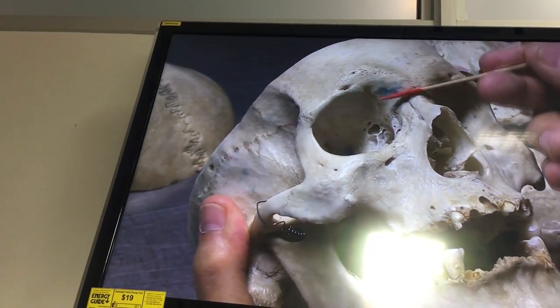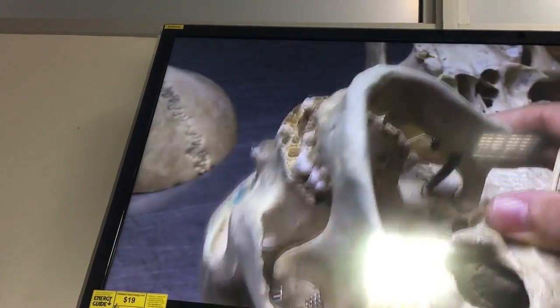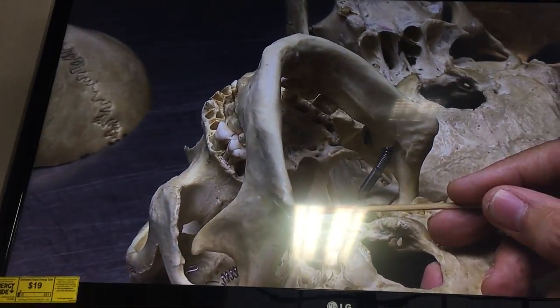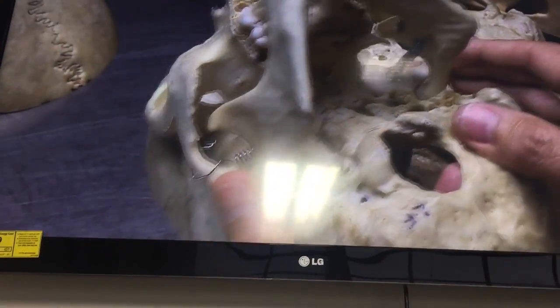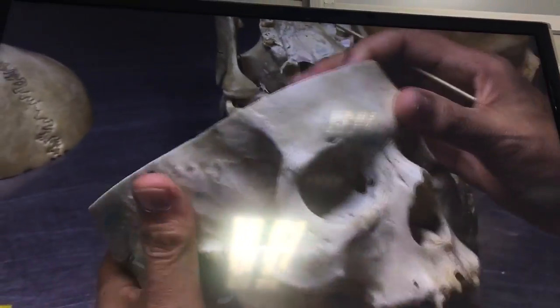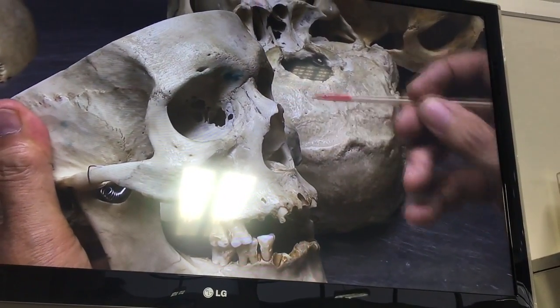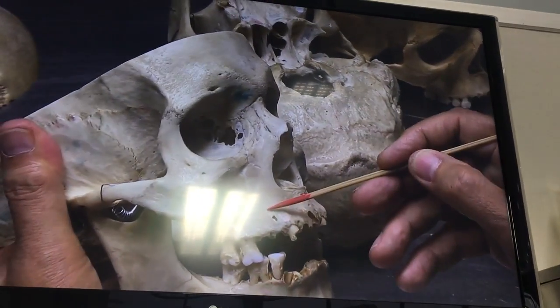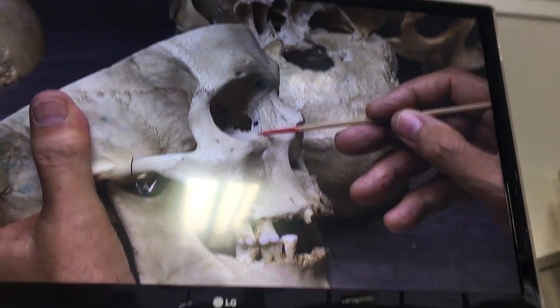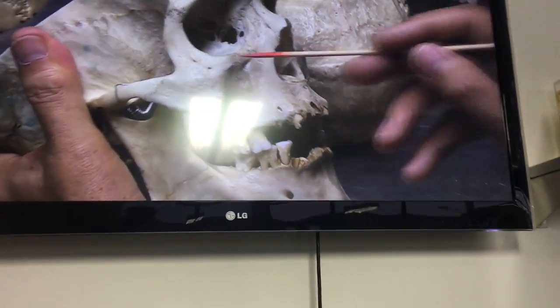We have the vomer and the mandible, so those are the 2 single ones. Then we have the ethmoid, we mentioned that already. And then we have a lot of paired bones. Here we have the nasal bone that's paired, the maxilla that's paired, the lacrimal that's paired, the palatine that's paired, and the zygoma that's paired.